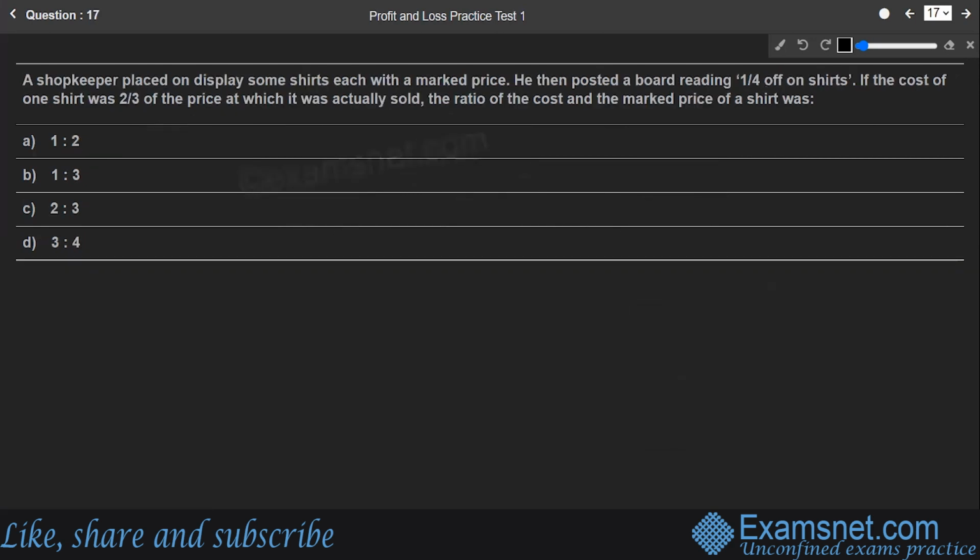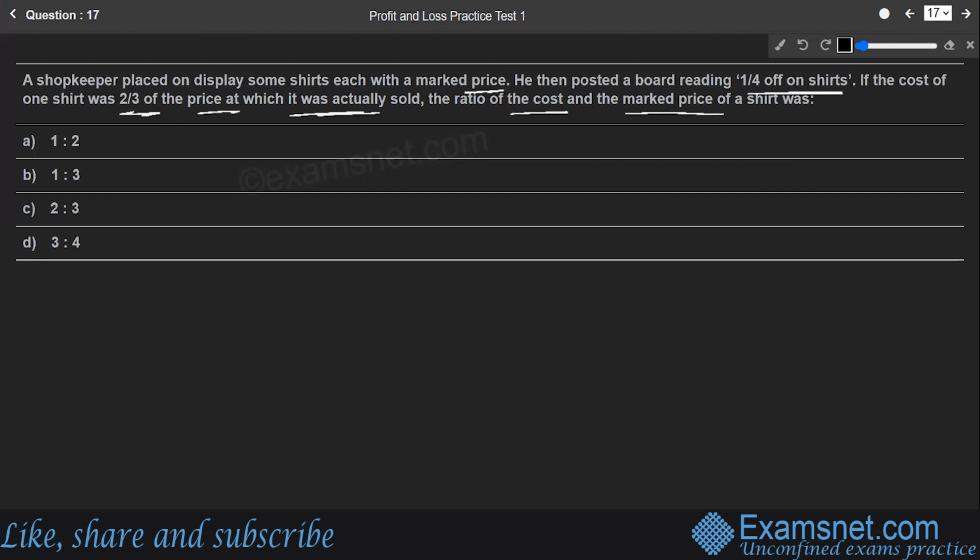Next, a shopkeeper placed on display some shirts, each with a mark price. He then posted a board reading 1 by 4 off on the shirts, 1 by 4 off on every shirt. If the cost of one shirt was two-third of the price at which it was actually sold, the ratio of the cost and the mark price of the shirt was.